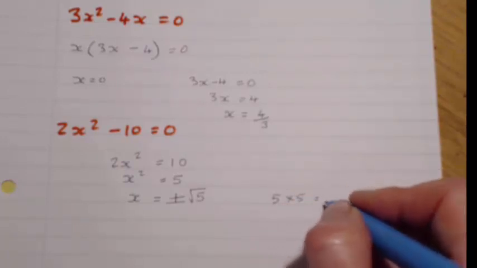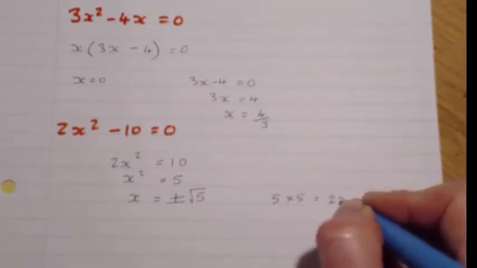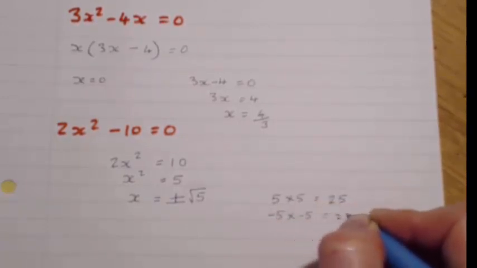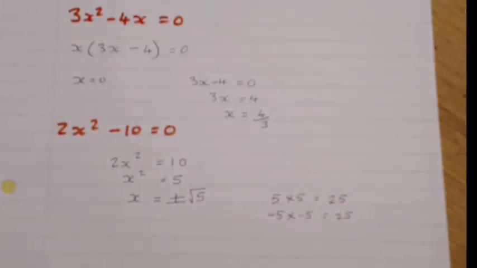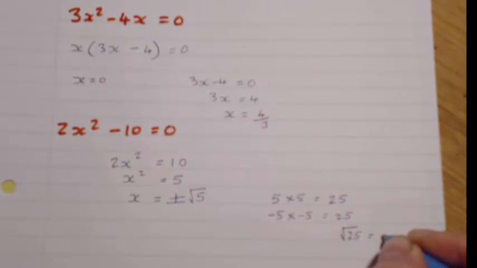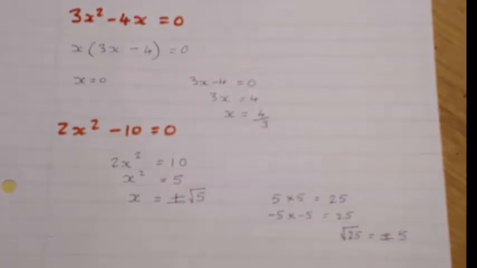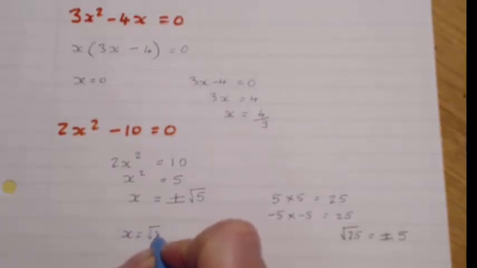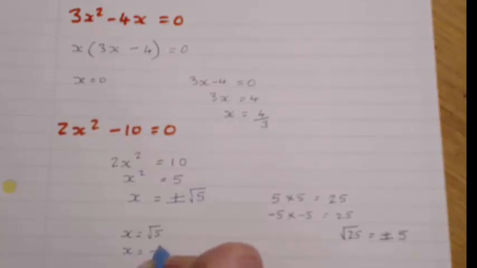well, didn't mean to do that. 5 times 5 is equal to 25. But minus 5 times minus 5 is also equal to 25. So the square root of, say, 25 is plus or minus 5. We don't know which one we started with. So here we have x equals plus or minus root 5 as our two solutions. Or we could write it if we wanted, x equals root 5, x equals minus root 5. That's what we mean by plus or minus.